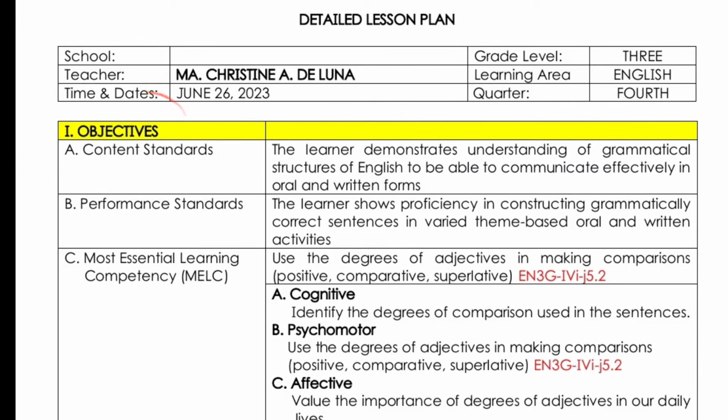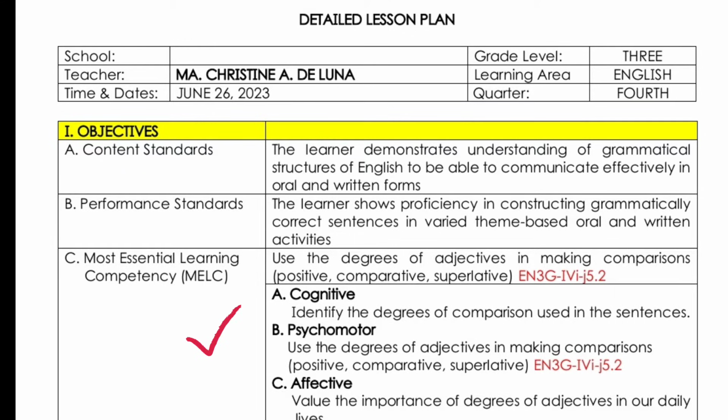For my objectives, I have the content and performance standard, which I got from the curriculum guide. And also, we have the MELC, because MELC-based po ang ating lesson. And I also included the code for this competency. And below the MELC, I also included the cognitive, psychomotor, and affective domain.